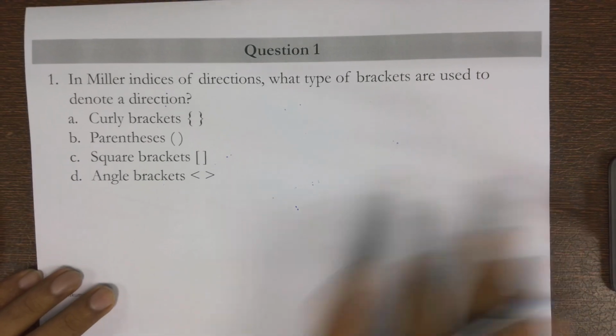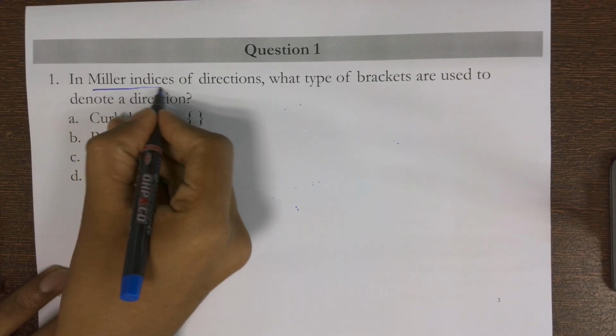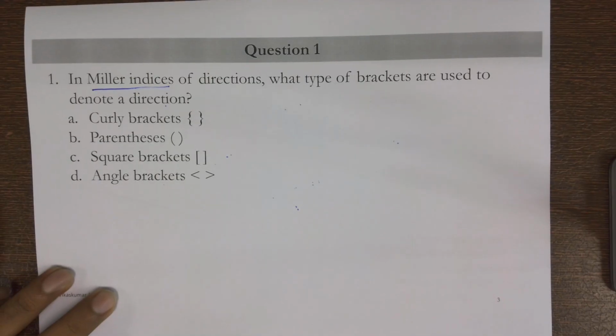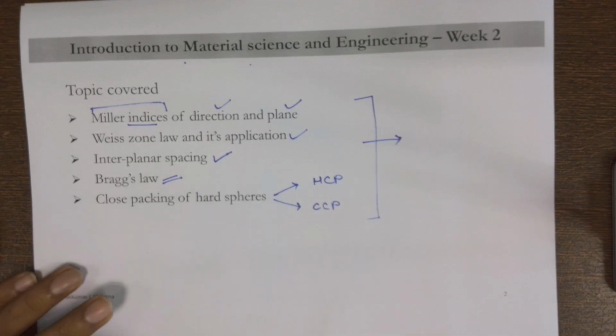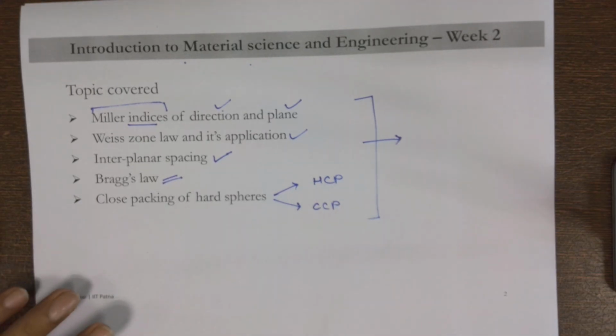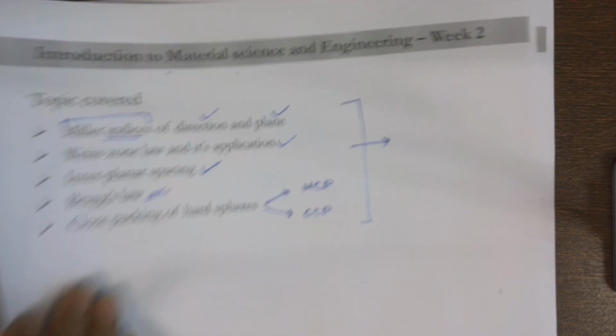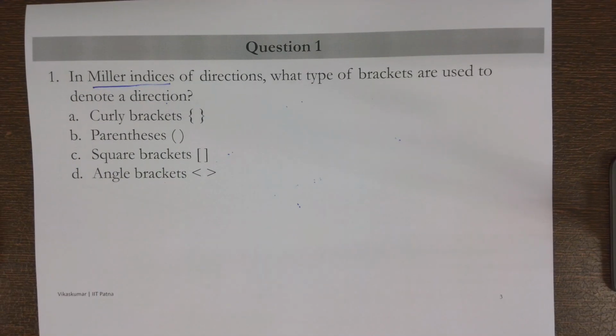Okay, so let's talk about the Miller indices. How do we calculate the PE? I didn't get. I think you are talking about the planar density or packing efficiency, right? Yep, I think that will be. Okay, we'll get to that also then.